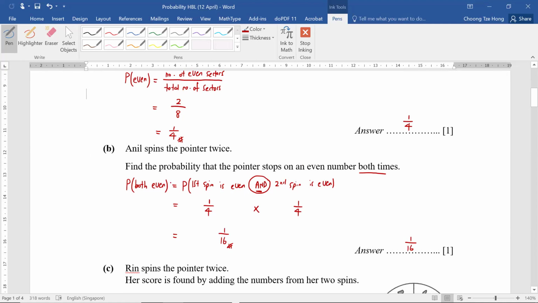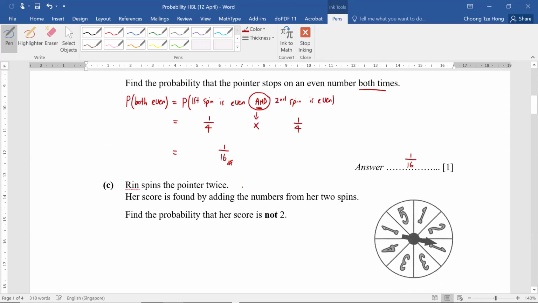So I repeat again. For both even, there's only one possible outcome, which is the first spin is even, and the second spin must also be even. If it's an "and" case, then it will be times. So the probability of the first spin being even is 1/4 times the probability of the second spin being even, also 1/4, and you will get 1 over 16.